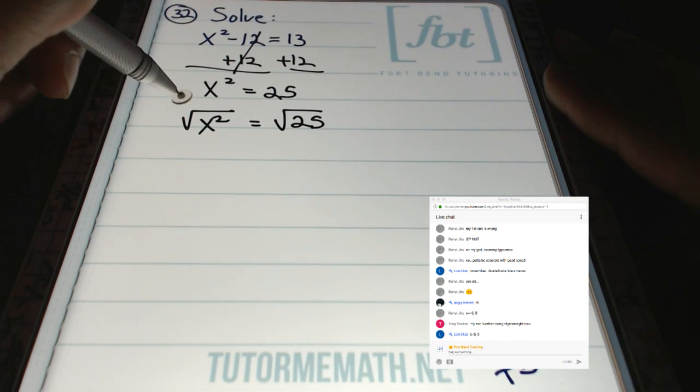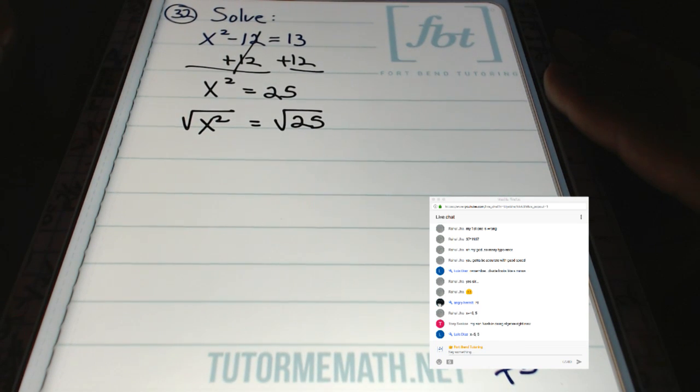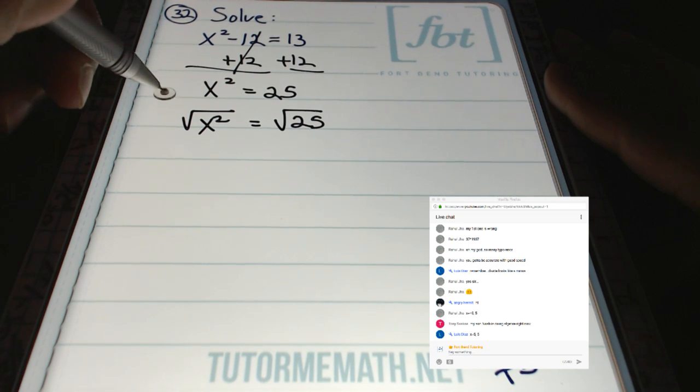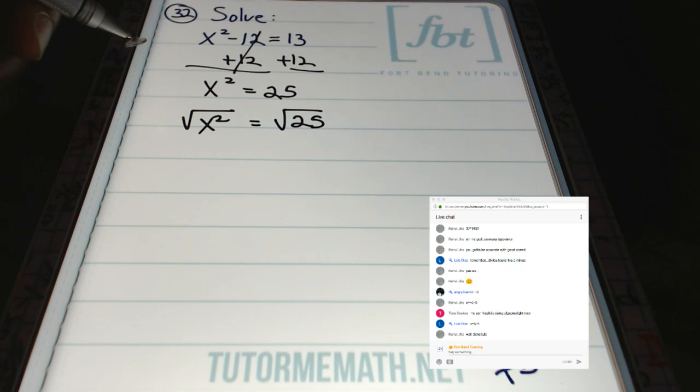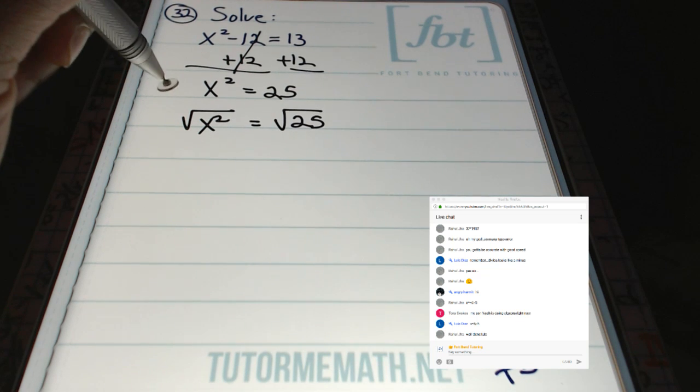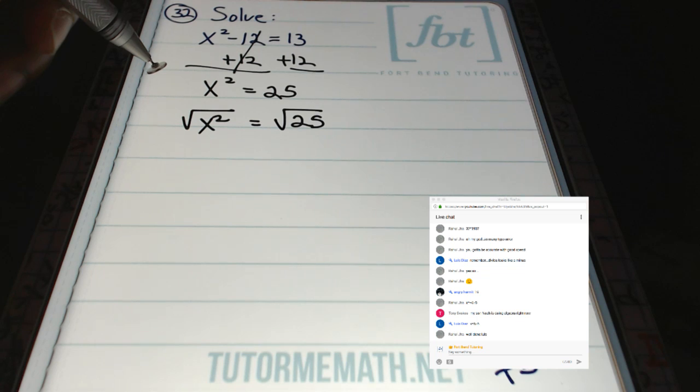However, your radical sign, the square root sign, is always looking for the positive root as far as the answer is concerned. Let me restate that since I screwed it up. When taking the square root of a value with the square root sign, the result always needs to be the principal root, aka the positive root.